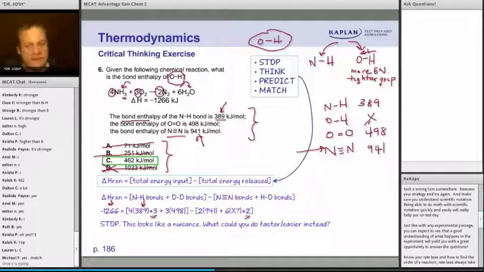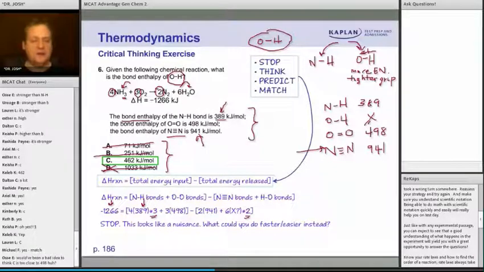Okay, does that help us any? If we know that OH needs to be between the NH single bond and the O double bond O, guess what? A is too small, B is too small, D is too big, C is just right. There's our match.